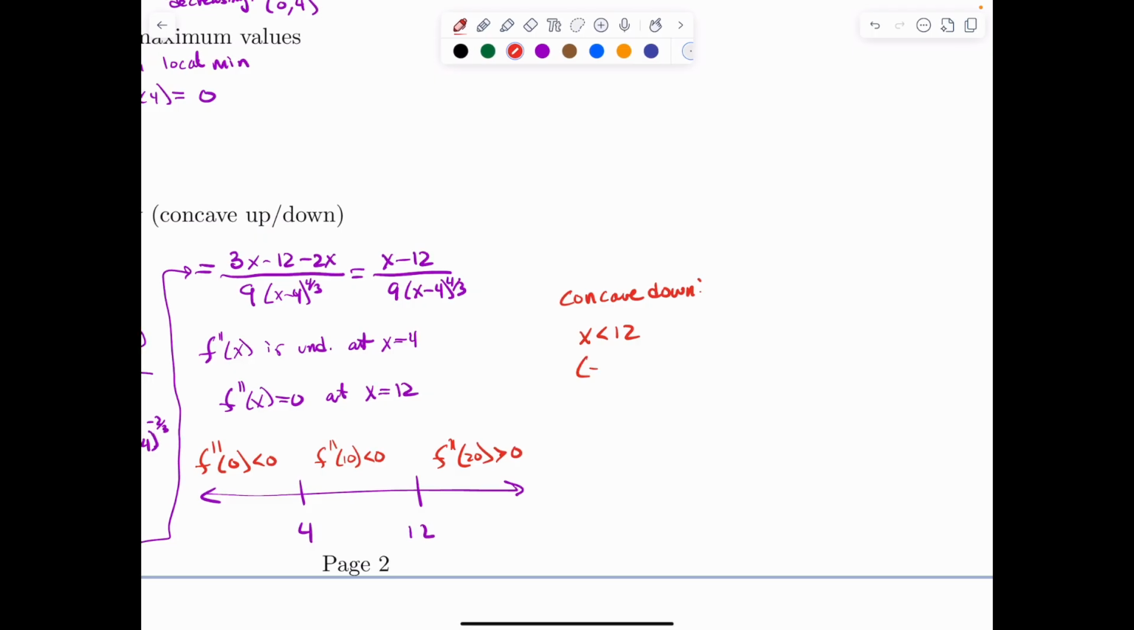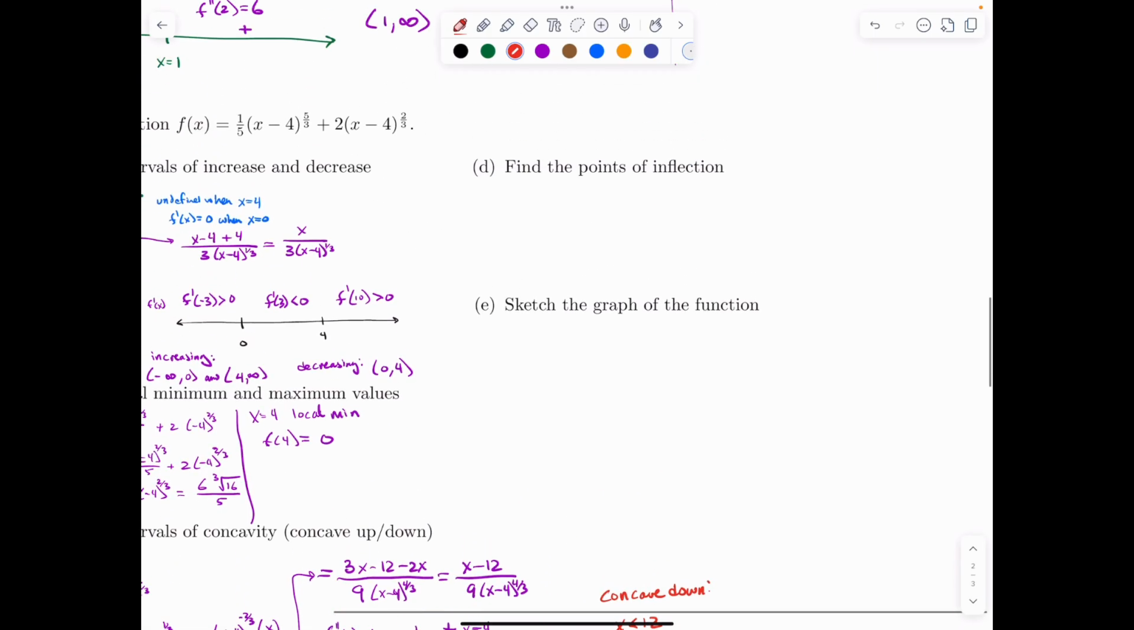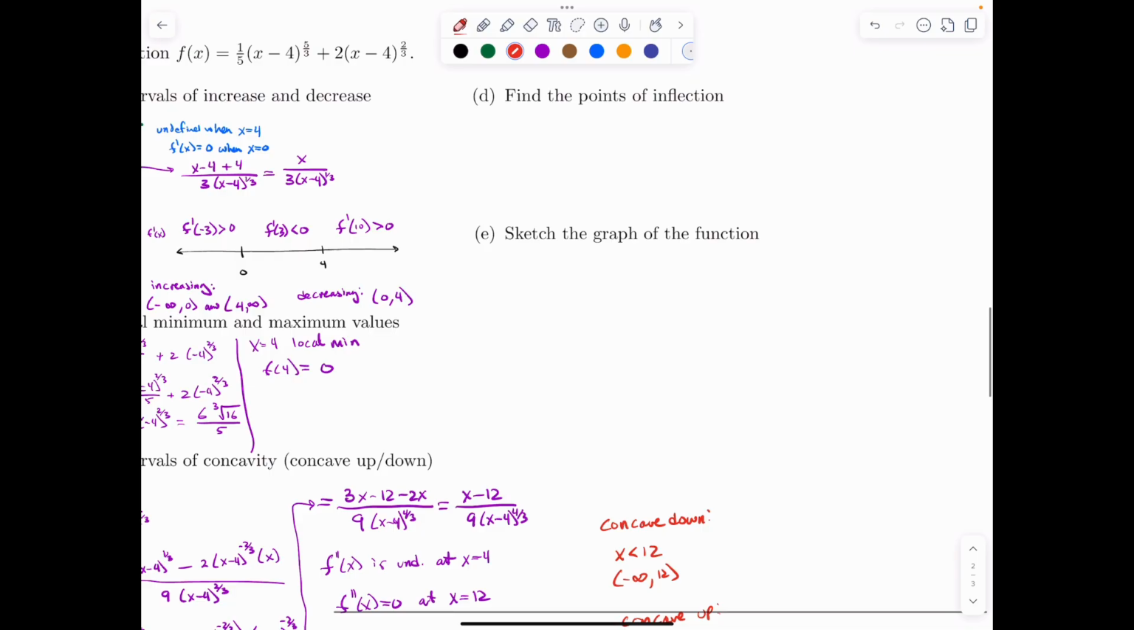So I could write this as negative infinity to 12. And then concave up will be from 12 to infinity, everything bigger than 12. So you have this weird point, but let's not worry about that. We'll get to that in a minute. We have a point of inflection at x equals 12. So I need to know f of 12. That's going to be 1/5 times 8 to the 5/3 plus 2 times 8 to the 2/3, whatever that is.